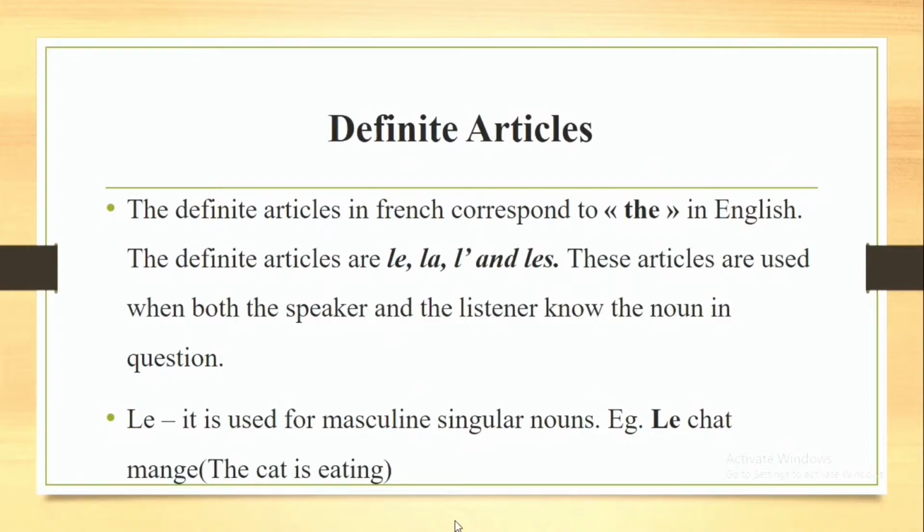So the first one is le. It is used for masculine singular nouns. So for "le chat mange," the cat is eating. Cat is a masculine noun and it is in its singular form. So we will choose le.